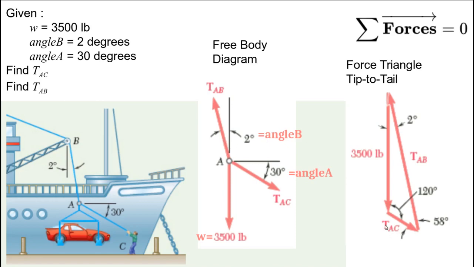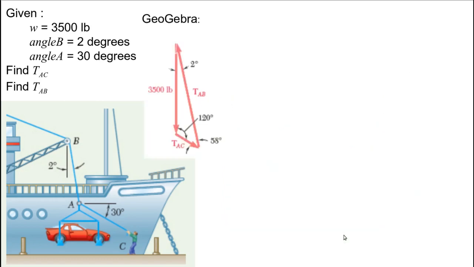The thing we don't know, again, is the magnitude of the vectors TAC and TAB. So we want to find that. So we'll look at it from a geometry perspective. Again, we have our force triangle. And the main thing we want is this point here, where these two lines aligned with the vectors, or line of action of the vectors, where they cross. So we'll use GeoGebra to find that.